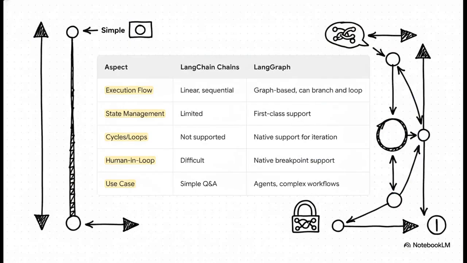This table really just lays it all out, doesn't it? It shows the upgrade perfectly. With the old chains, you're pretty much stuck on that straight conveyor belt, but LangGraph gives us a completely different, graph-based flow. I mean, look at the key differences. It's got built-in support for loops, way better memory management, and, this is a big one, the ability to pause and get a human's opinion. This isn't just a small tweak. It's really the foundation for building serious production-ready AI agents.